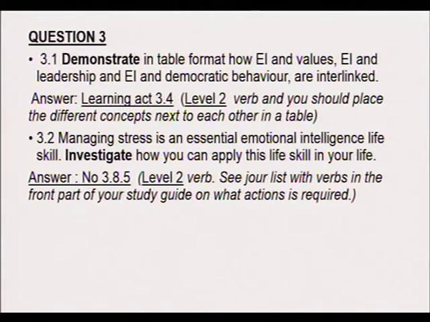The first column is EI and values. The second column is EI and leadership. And the third column is EI and democratic behavior. Then you demonstrate how they are interlinked, how they help each other.